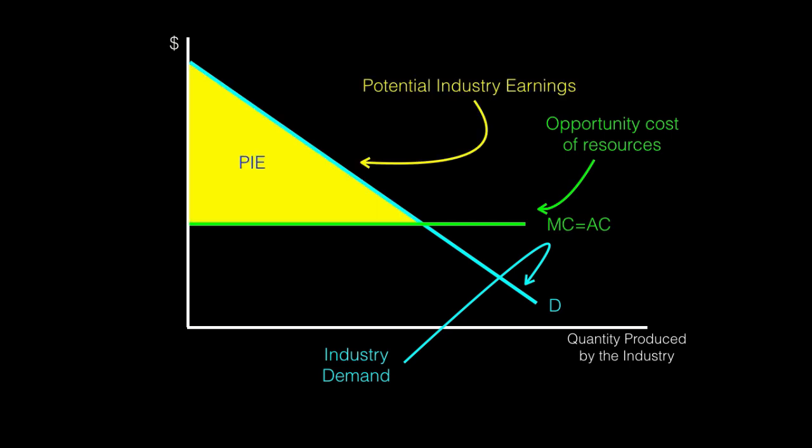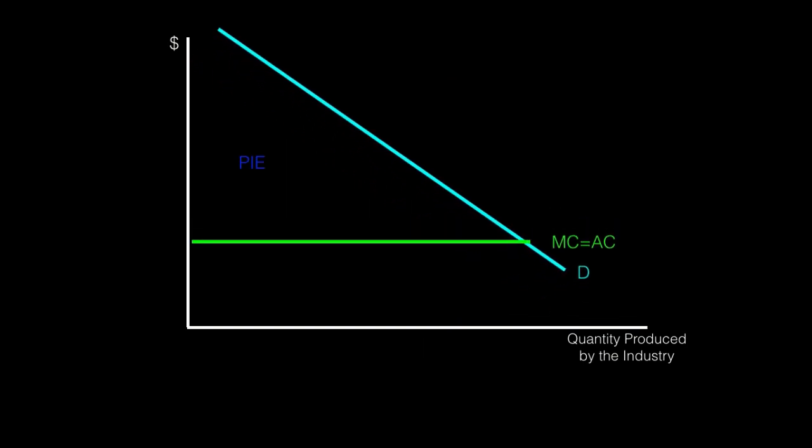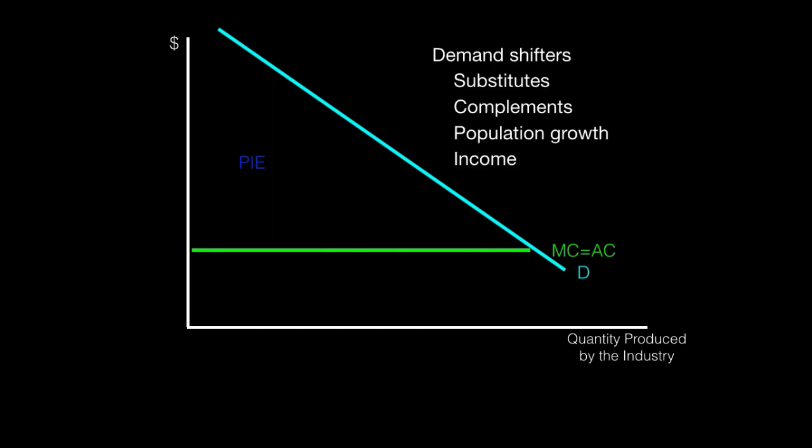A key here is the word potential. In the vast majority of cases, the industry will not capture all of the value. The distribution of the potential industry earnings is determined by rivalry among the incumbent firms, threat of entry from new firms, the power of suppliers, the power of buyers, and the threat from substitute products or services. Factors that increase the demand or that decrease the opportunity cost of resources increase potential industry earnings. Some of the factors that increase demand are fewer substitutes, higher price substitutes, more complements, lower priced complements, population growth, and changes in income. The decrease in the cost curve comes from cost reductions.